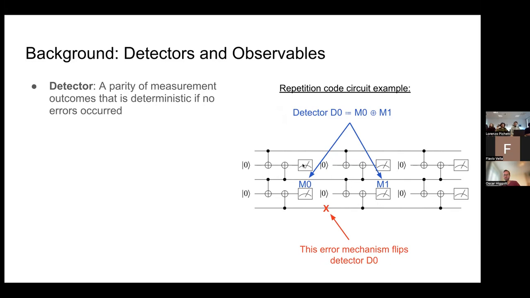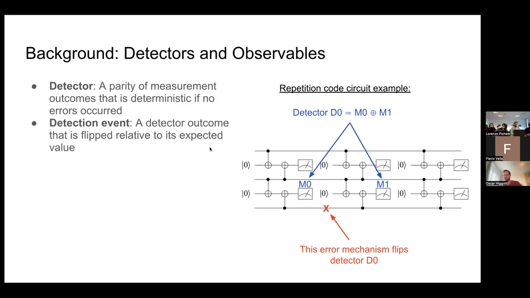So let's say this is an example of an error correction circuit which has these measurement gates here. This detector, say D0, is just equal to the XOR of these two measurements, M0 and M1. And so in an error-free circuit, this would be deterministic, or in this case, this is zero. But if an error occurs, for example, this X error here, this error mechanism will flip this detector. It will change the outcome of this detector from zero to one, because it will change the outcome of the second measurement, therefore changing the parity.